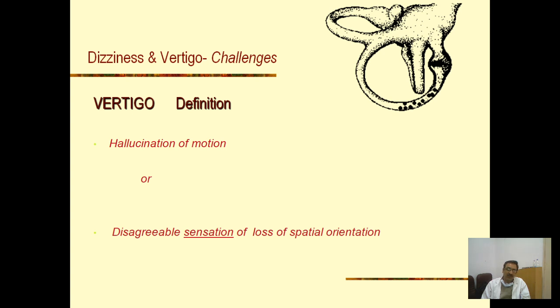So vertigo has two definitions, which basically means there are two kinds of vertigo. The commoner one, the usual one, is the hallucination of motion or the false sensation of motion. And the second one is the disagreeable sensation of loss of spatial orientation. So we'll examine this further and we'll see as to how one comes to a diagnosis.